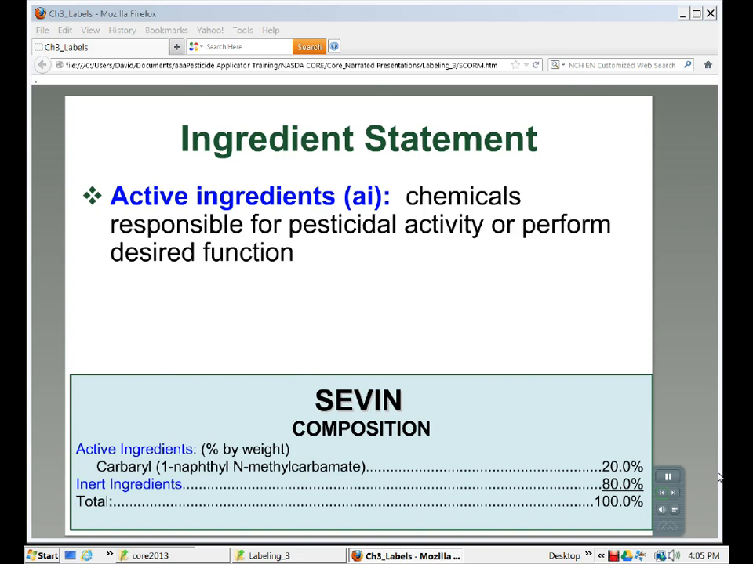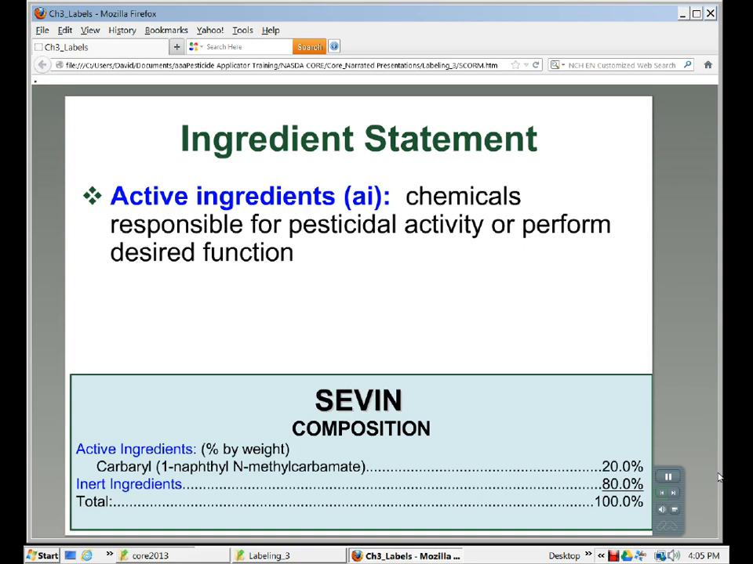The ingredient statement appears below the product name on the label. The active ingredients in a pesticide product are the chemicals that have activity against the target pest. Federal law requires the active ingredient be listed and the percentage of active ingredient is quantified. If there is more than a single active ingredient, each one must be listed.